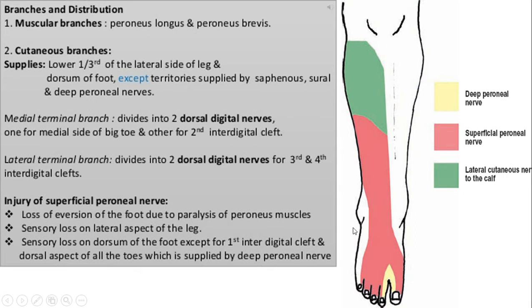So talking about the injury of superficial peroneal nerve, there will be loss of the action of peroneal muscles or fibular muscles. There will be loss of eversion, and there will be a weakness of plantar flexion. There will be sensory loss over this anterolateral aspect of leg and dorsum of foot, except the areas supplied by other nerves.